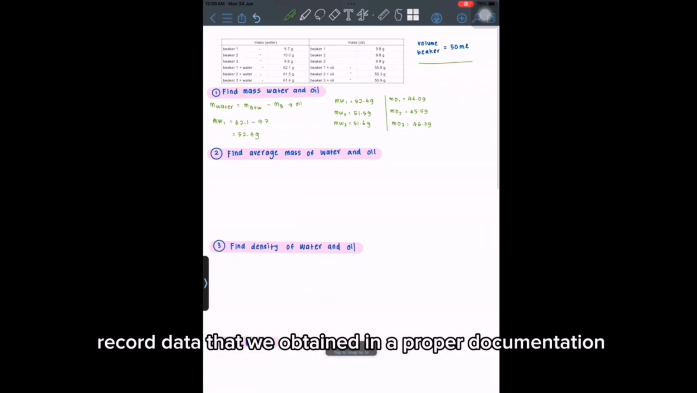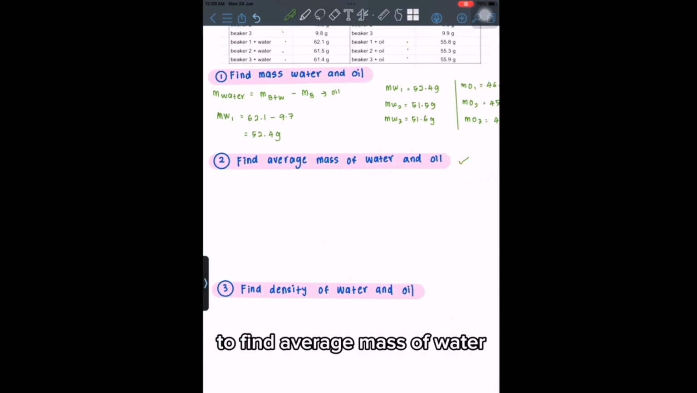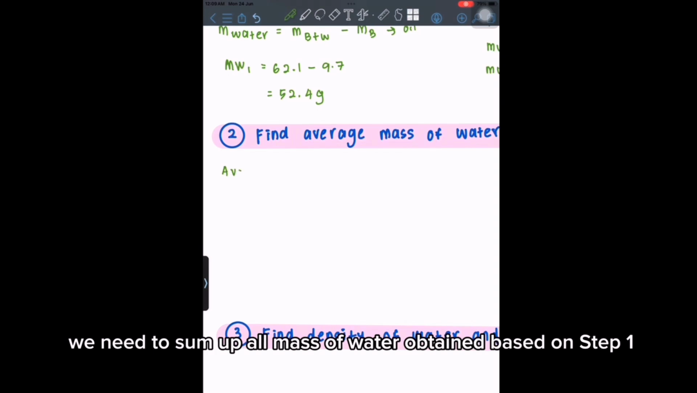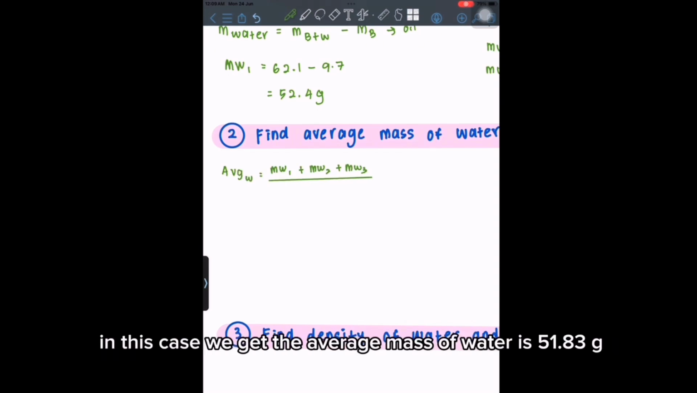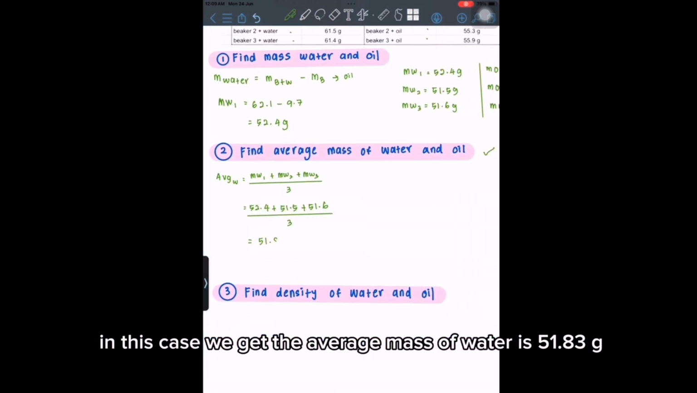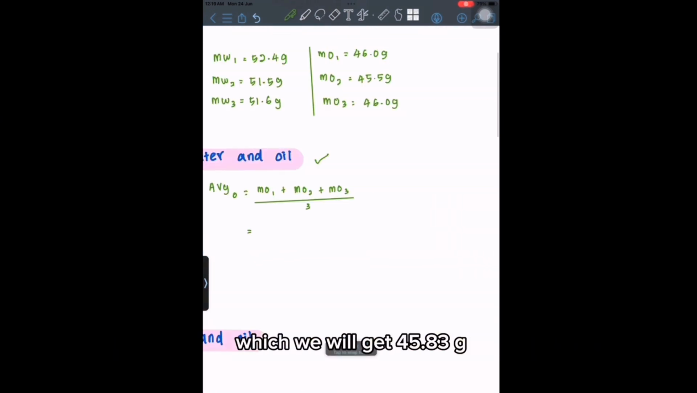Record the data that we obtain in proper documentation. Second step is to find the average mass of water and oil. To find the average mass of water, we need to sum up all the masses of water obtained in step 1, which are MW1 plus MW2 plus MW3, and divide by 3. In this case, the average mass of water is 51.83 gram, and we repeat this step to find the average mass of oil, which is 45.83 gram.